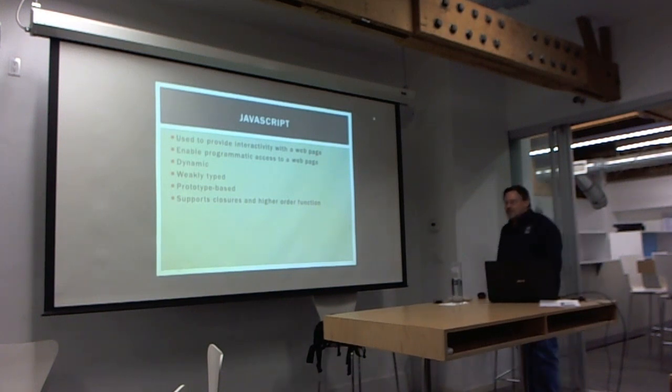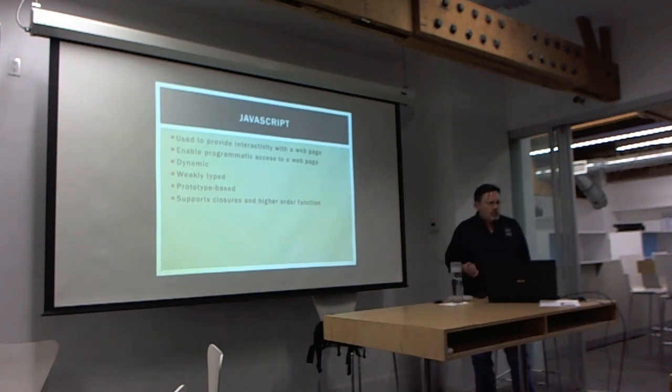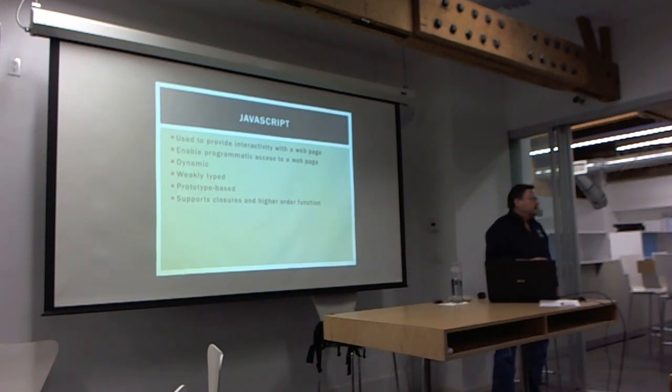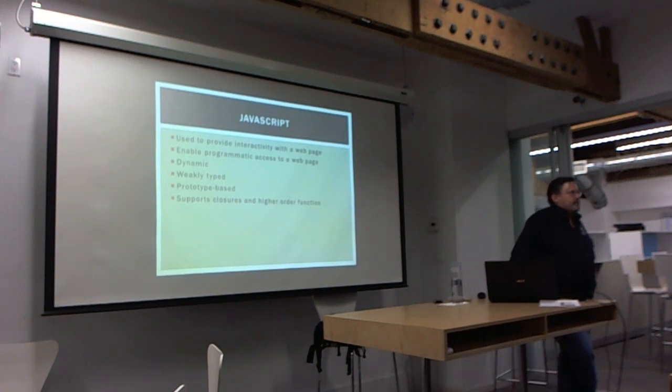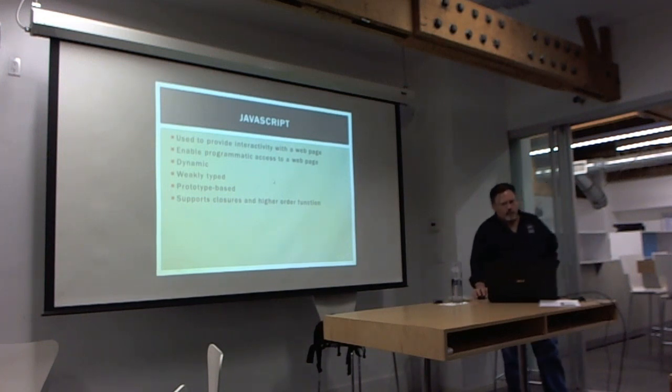So in JavaScript, you use it to do interactivity with your website. You can get programmatic access to the DOM, the document object model. It's dynamic. It's weakly typed. So if you're used to C# with IntelliSense and strong types, then you're going to have some issues. It's prototype based so that you can extend functionality of it, kind of like an extension method in C# or VB. And it supports closures and higher order functions.